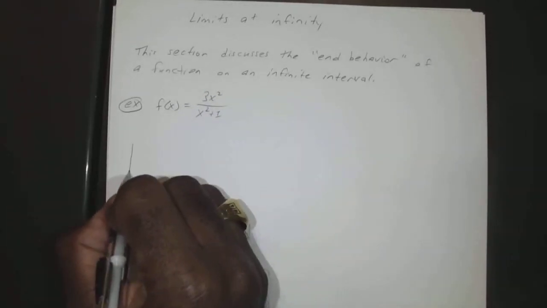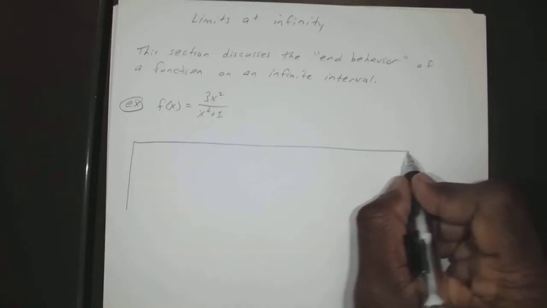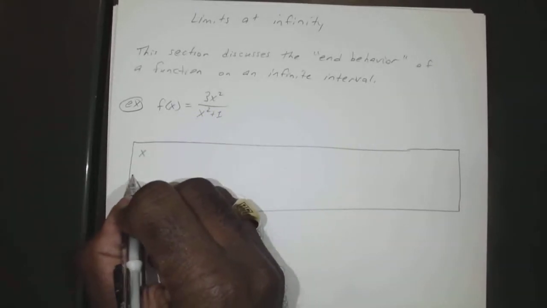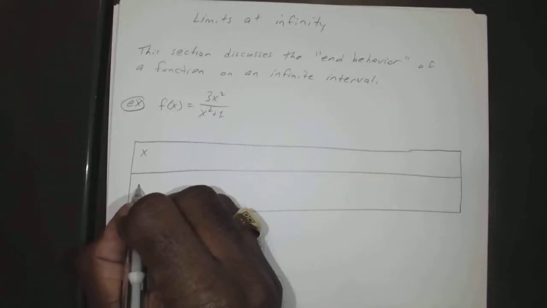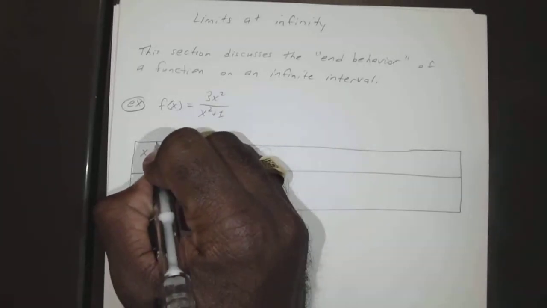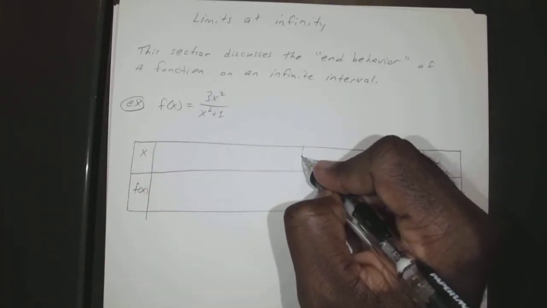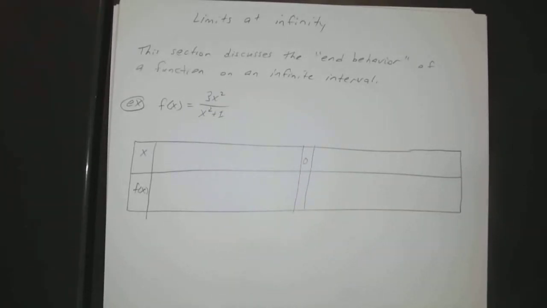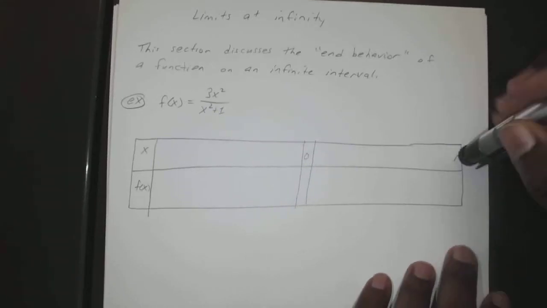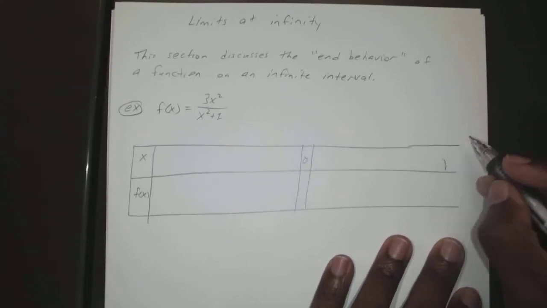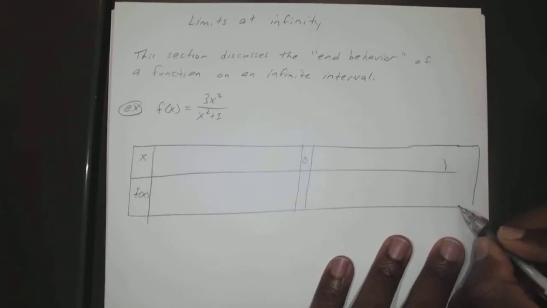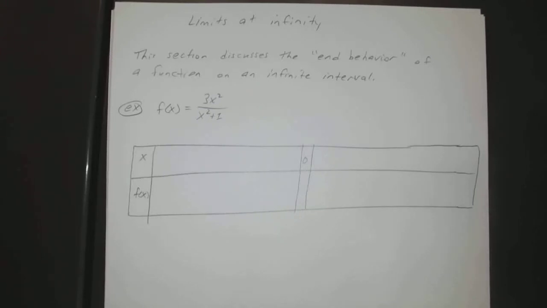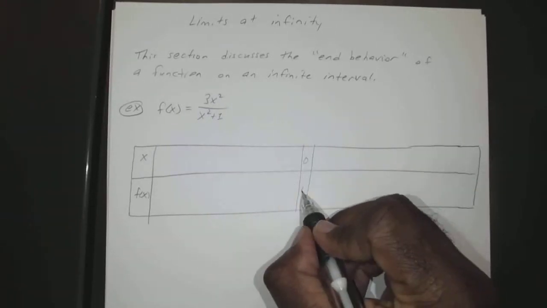Okay, so let's say from there, we draw our x and f of x. Let's say we're starting at 0. X equals 0. Let's make this a little bit wider, just in case. Okay, so if x equals 0, you plug that in, you get 0.